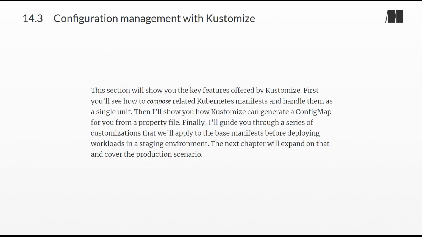This section will show you the key features offered by Kustomize. First, you'll see how to compose related Kubernetes manifests and handle them as a single unit. Then I'll show you how Kustomize can generate a config map for you from a property file. Finally, I'll guide you through a series of customizations that will apply to the base manifests before deploying workloads in a staging environment. The next chapter will expand on that and cover the production scenario.